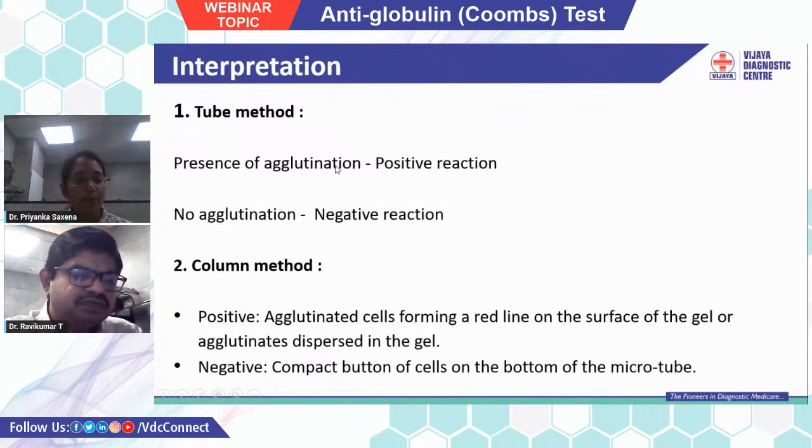We have to look for both macroscopically and microscopically. In microscopy, if you are seeing aggregates composed of 3 to 5 cells, it's said to be a positive reaction. If there is no agglutination, it's a negative reaction. Then column agglutination method, positive reaction, the agglutinated cells are seen forming a red line on the surface of the gel, and a negative reaction means you see a compact button of cells on the bottom of the microtube.